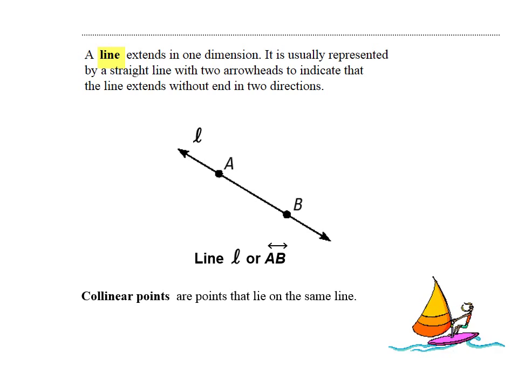Collinear points are points that lie on the same line. Notice in the word collinear, it is co-line, collinear.